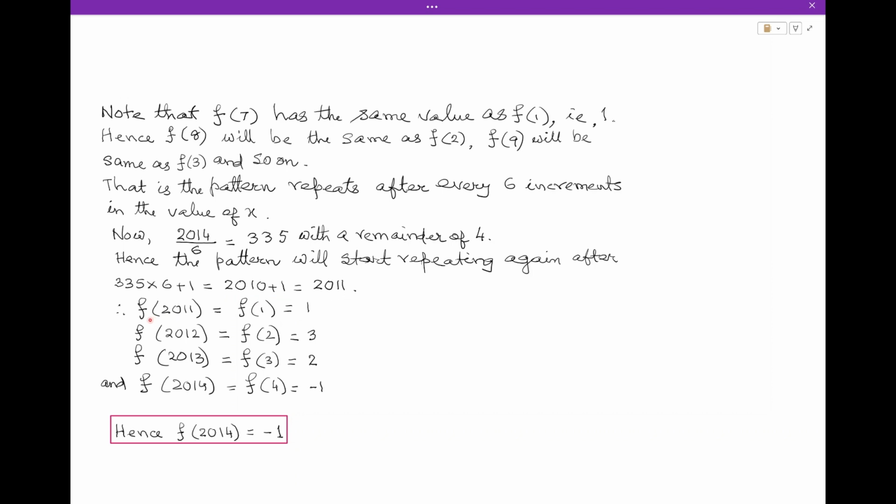Therefore, f(2011) is equal to f(1), which is 1. f(2012) will be equal to f(2), which is 3. f(2013) will be f(3), which is 2. And finally, f(2014) is equal to f(4), that is equal to minus 1. Hence, f(2014) is equal to minus 1, that is the answer.